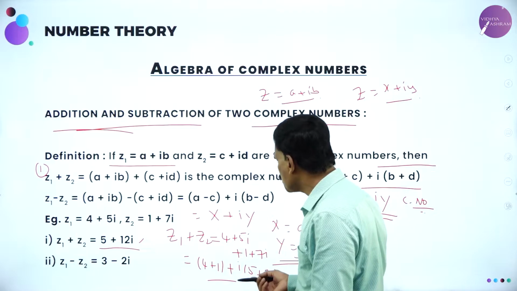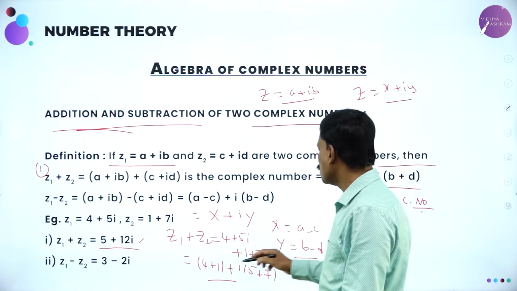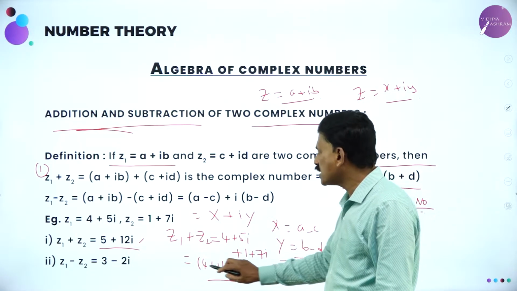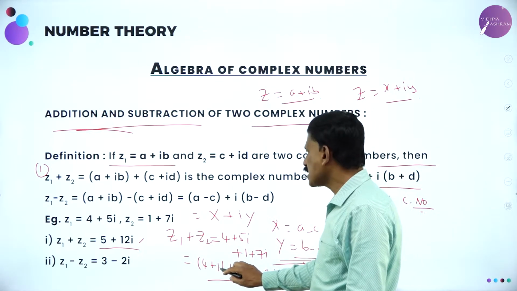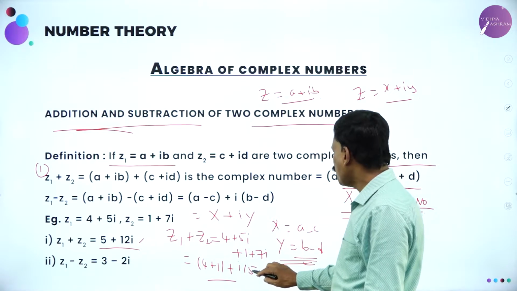Now if you subtract these two complex numbers, z1 minus z2, it is 4 minus 1, which is 3, so this is 4 minus 1 plus i into 5 minus 7.